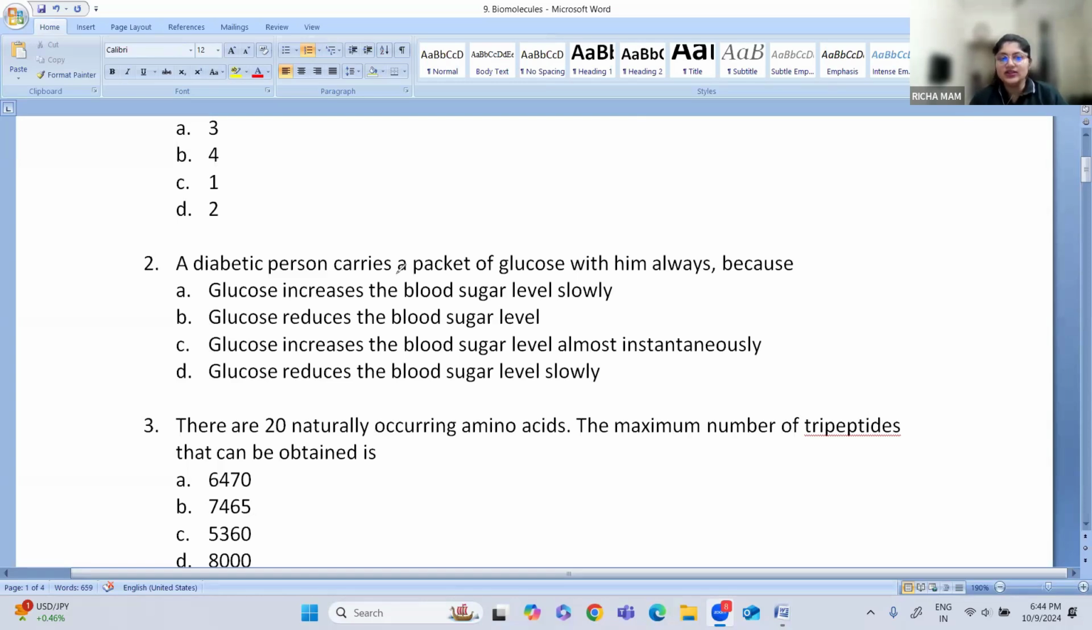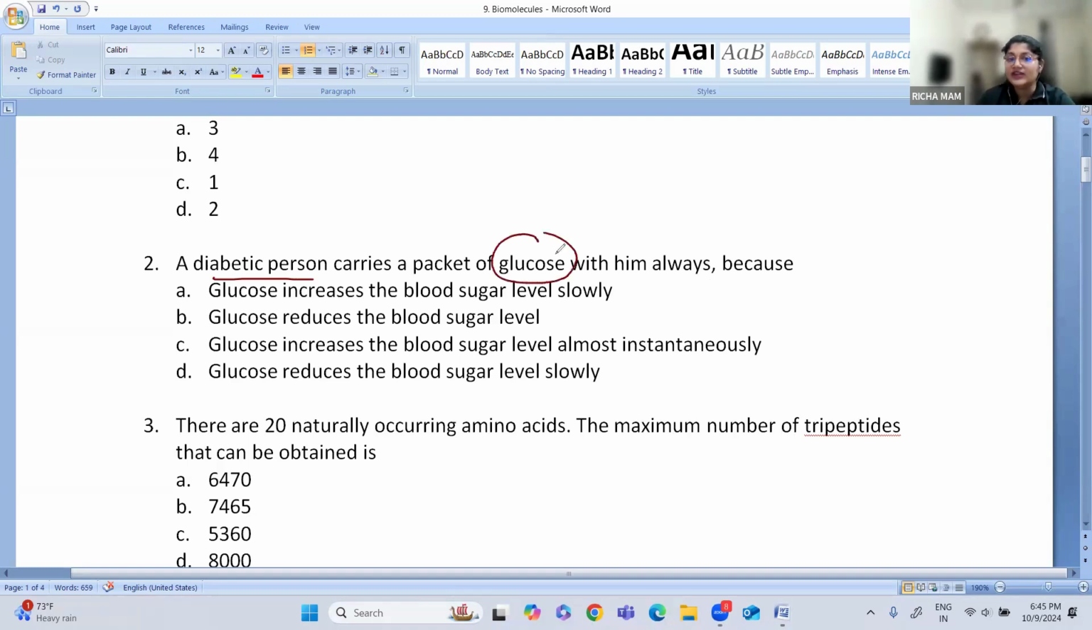So why does a diabetic person carry a glucose packet? When they are walking or doing something, suddenly their glucose level may decrease and they may faint. There are chances that a diabetic person can faint. Why do they faint? Because there will be a drop in blood sugar.